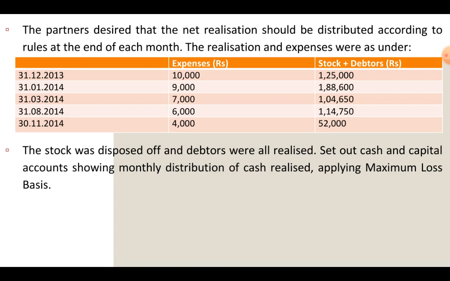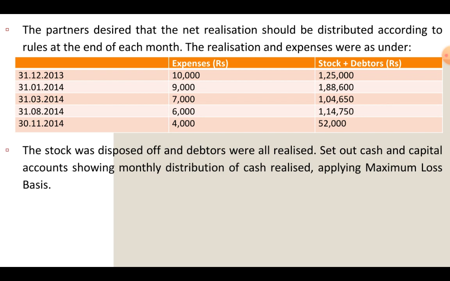at the end of each month. The realization and expenses were as under. As on 31st of December 2013, expenses were 10,000 and assets realized 1,25,000. And then 31st of January, 9,000 and 1,88,600, and so on. So different dates have been given when you're going to pay the expenses and when you're going to get money on the realization of your stock and debtors.